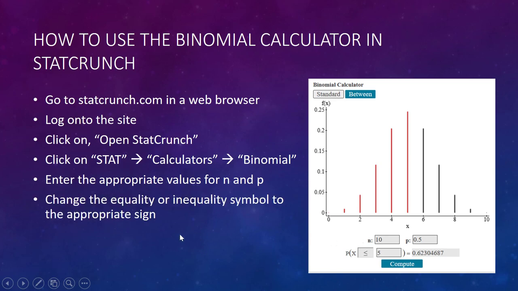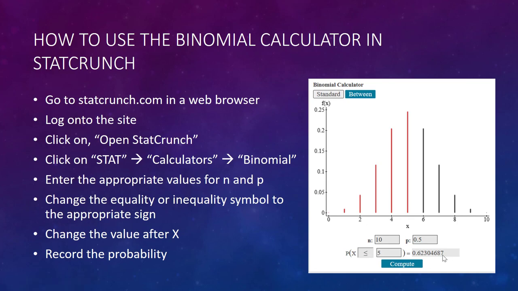Next, you can see that there's an inequality sign here between the x and the 5. If you click on this, it's actually a drop-down menu, and you can choose different inequality and equality symbols. Choose the appropriate symbol. Next, you need to change this value here. Lastly, if you hit compute, the probability will appear in the space here and you can record the answer.